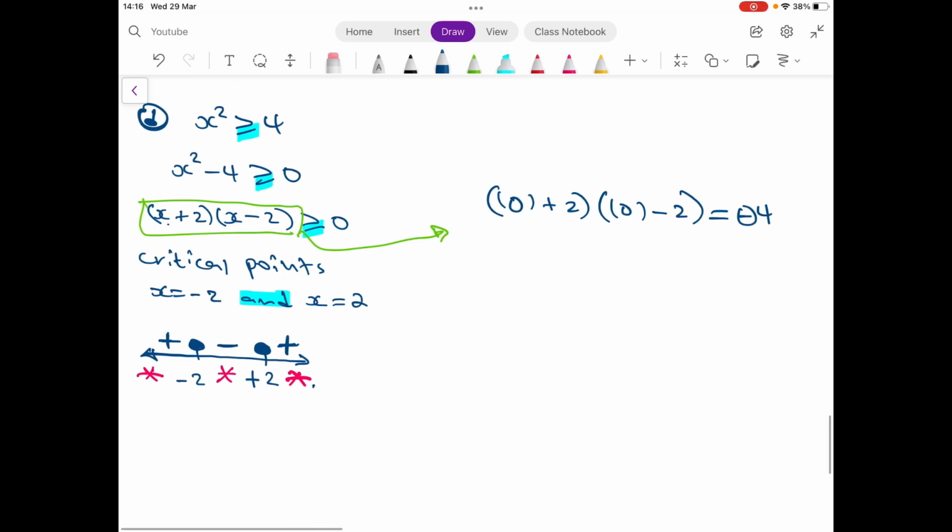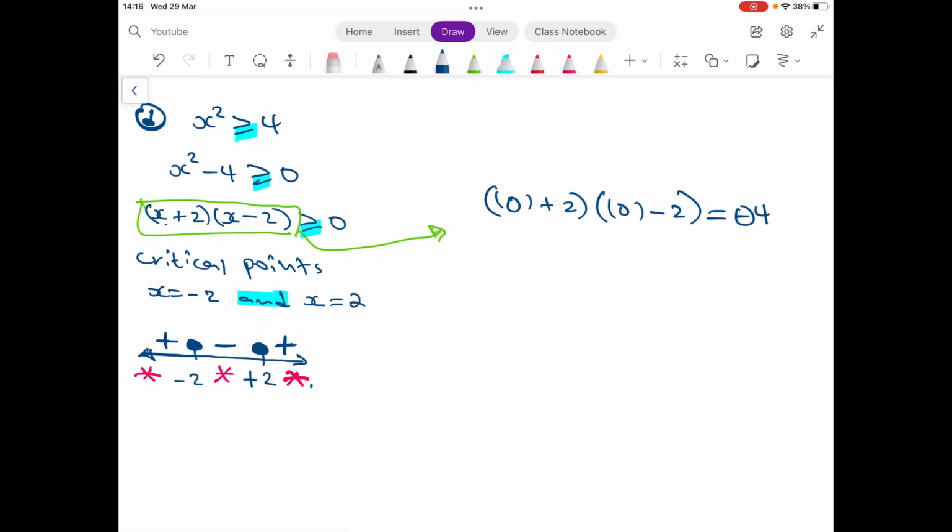Okay, now it's time for you to write the final answer. This is just a game, guys. Writing the final answer is basically dependent on what we have as our inequality sign. The inequality sign says greater or equal to 0. So the region where this product is greater or equal to 0 is this region, because greater or equal to 0 means positive. It is these two regions. So we need to just use the inequality language to state which regions those are.